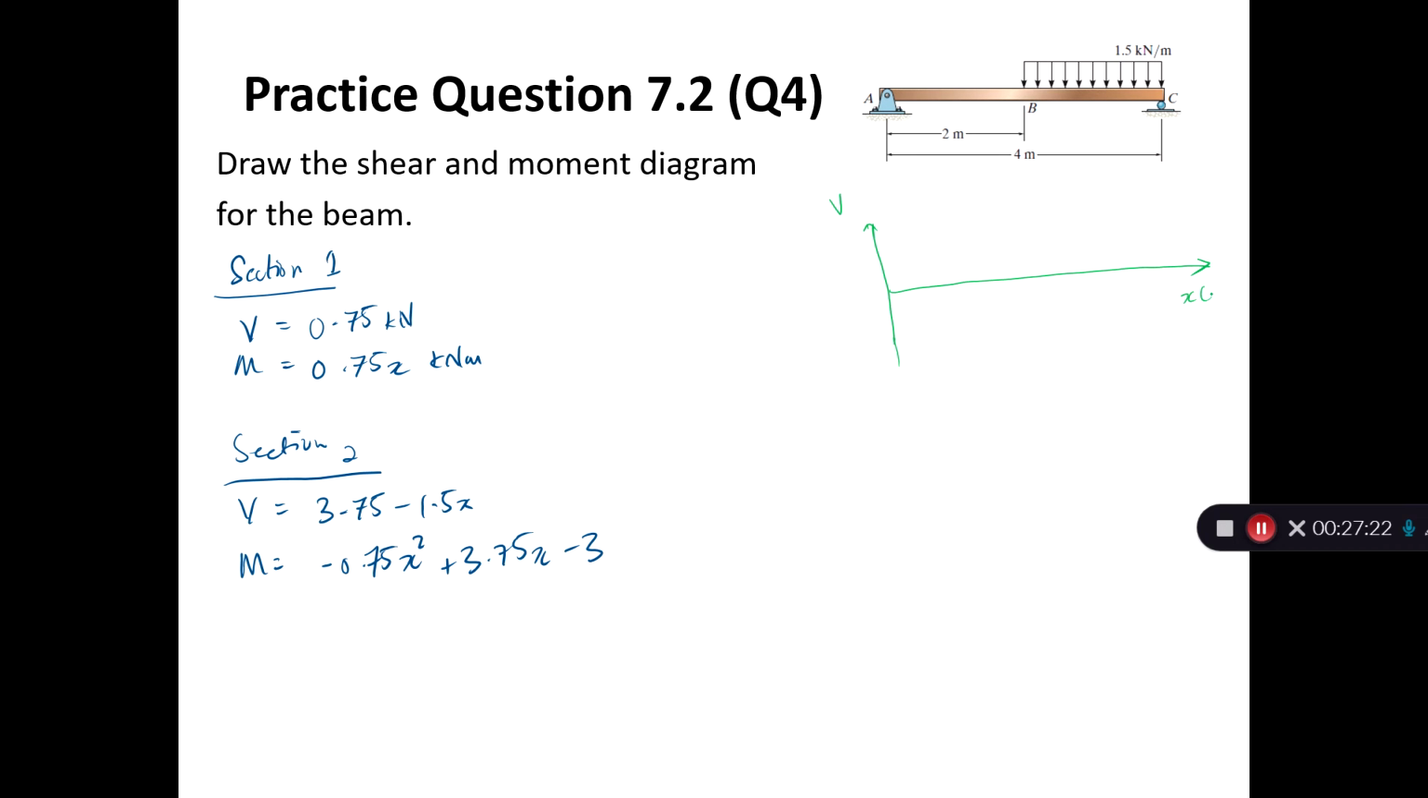V and X. Okay, this is point A. So we start with V equals 0.75. This is between 0 and 2, right? At point B is 2. So between 0 and 2 is a straight line. Please forgive my not so straight line there. This is 0.75. So there.